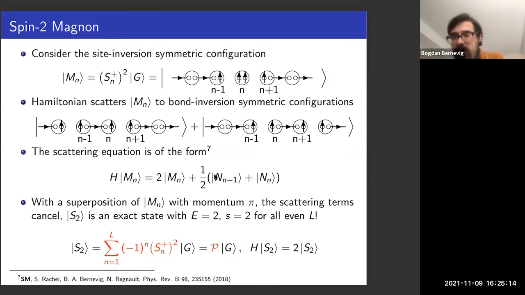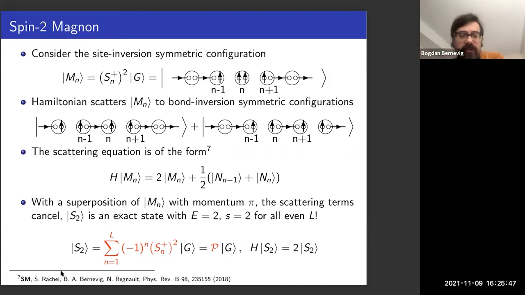So now if you make a momentum pi excitation of this, then this scattering cancels and you're left with an eigenstate, okay? And this is an eigenstate at energy 2 because of this 2, spin 2, and it happens for all even L. By the way, these states happen for even L because of this issue. So good, you know, momentum pi, you have to have even L.